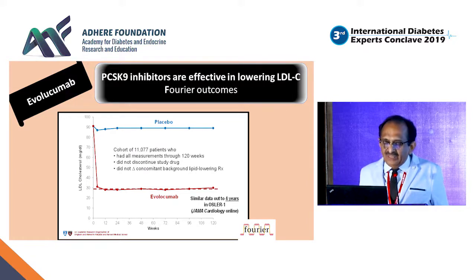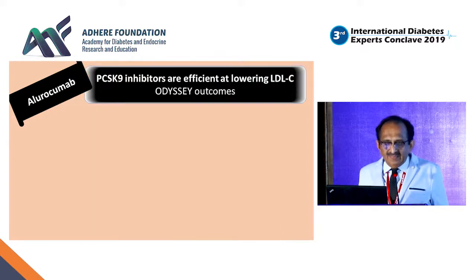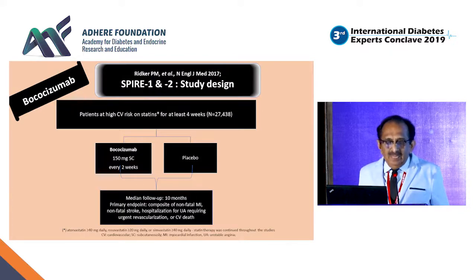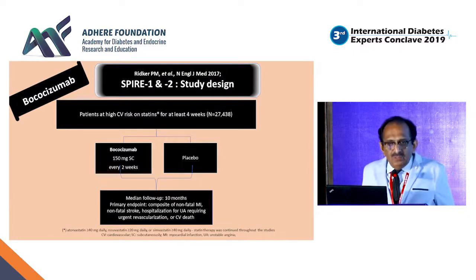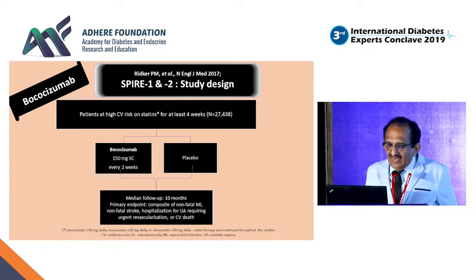Coming to another Odyssey trial, alirocumab. There is significant reduction of LDL, around 40. Intention to treat, add-on treatment. This was on top of statin, adequate statin therapy. Another one, bococizumab, SPIRE 1 and 2. Look at the study design. Very high-risk patients on statin for 4 weeks, and data are really astonishing.